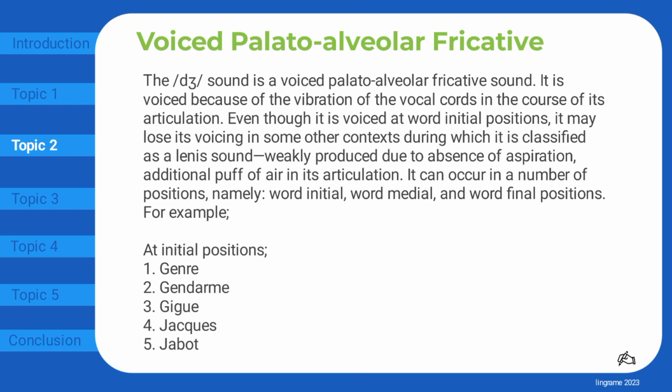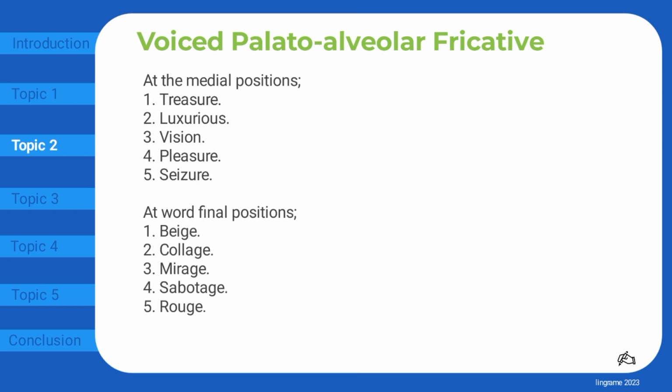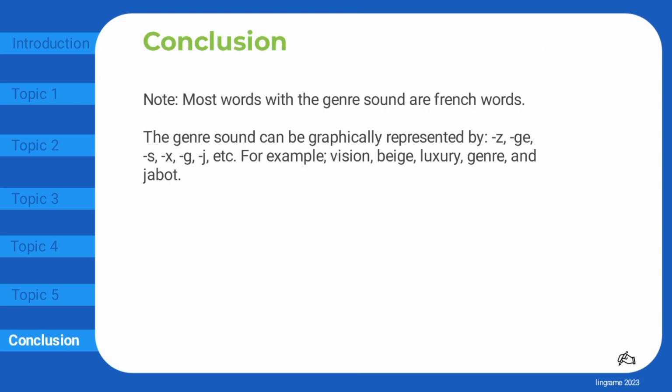For example, at initial positions, genre, gendarme, gig, Jacques, J-bot. At medial positions, treasure, luxurious, vision, pleasure, seizure. At word final positions, beige, collage, mirage, sabotage, rouge. Note: most words with a genre sound are French words.